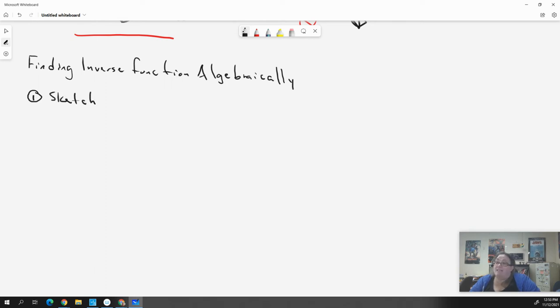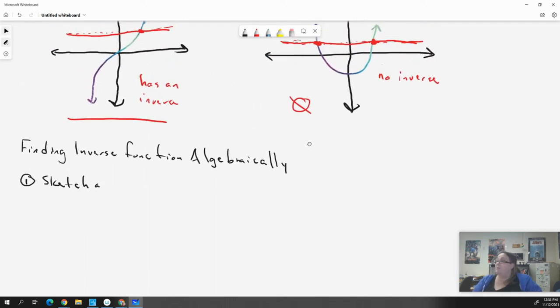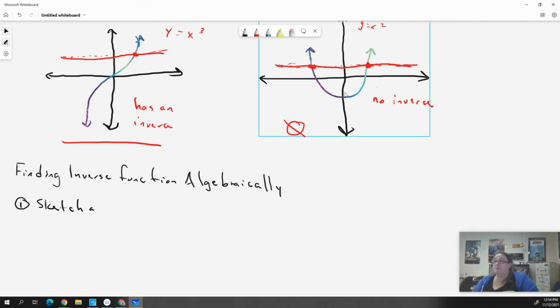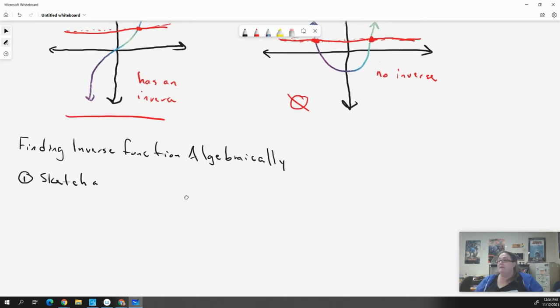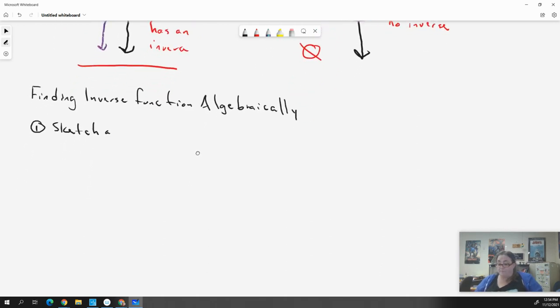I don't always have to sketch the graph. I could just mentally picture a graph. Like, I know what the graph of x cubed looks like, and I know what x squared looks like, and I can look at that knowing that it's going to be a parabola, and that's not going to have an inverse. And I can look at a cube and go, well, it's a cube, it's going to have an inverse, right? Because I can picture some of these in my head, but not all of them, right? Sketch a graph, see if it has an inverse. Like, kind of mentally sketch it.